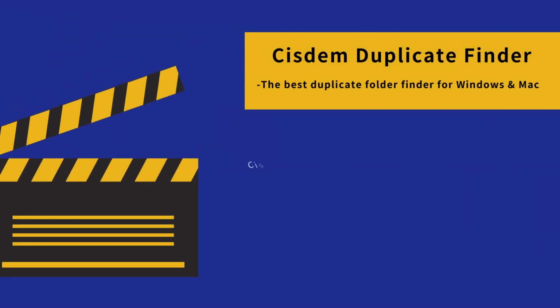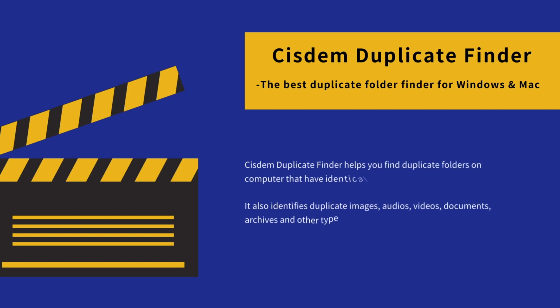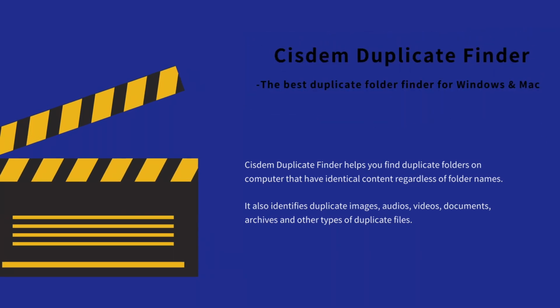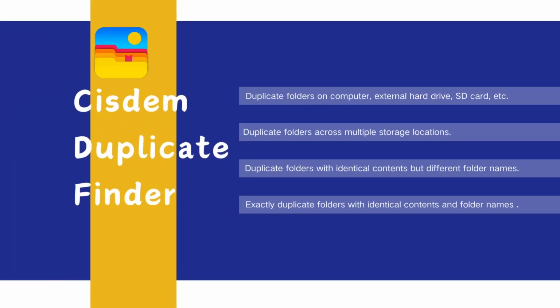System Duplicate Finder is a powerful and easy-to-use duplicate folder finder for Windows and Mac users. It can help you find duplicate folders on computer that have identical content, regardless of folder names. It also identifies duplicate images, audios, videos, documents, archives, and other types of duplicate files. With this tool, you can easily and quickly find all duplicate folders on your computer. Free up the storage space.